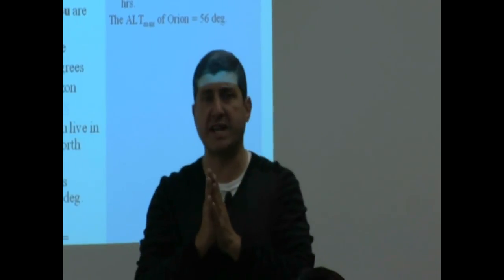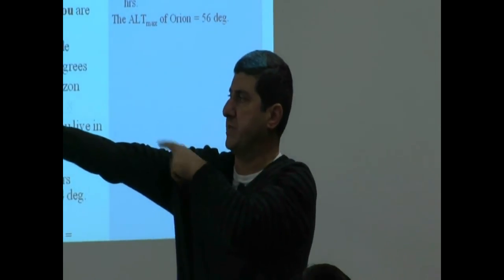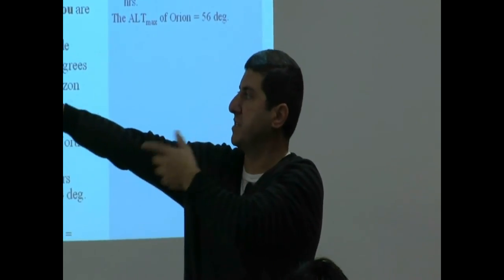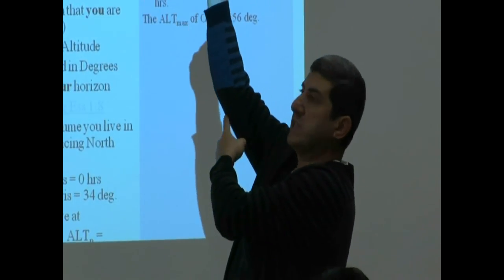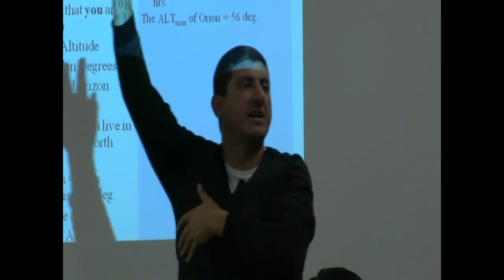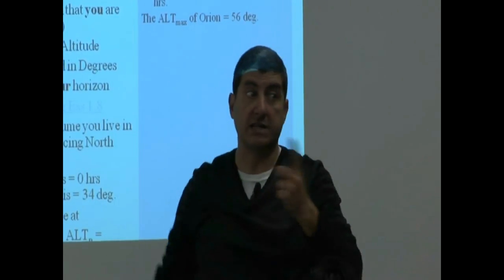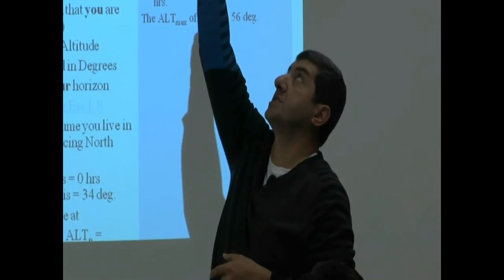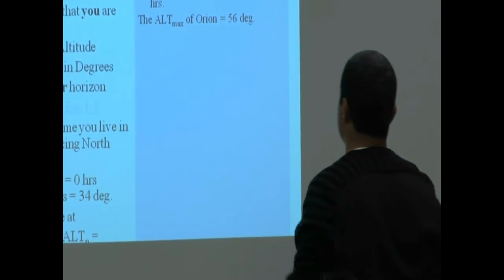Now, why do I say maximum altitude? Because when it first rises, the altitude is going to be zero in the eastern sky. Then it's going to rise, the altitude is going to increase. And then what I want to know is when it's highest in the sky, how high above my horizon will Orion ever get? Not every constellation will be exactly over us. If it was over us, its altitude would be 90, you see? So how high is Orion going to get?